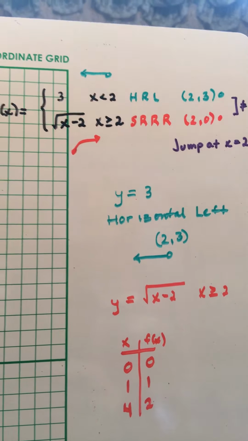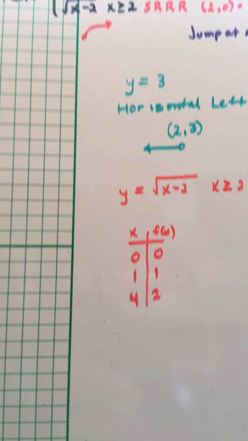So I'm going to start with the horizontal. It's open. I know that's really open up there. It's hard to see. But it's open at 2, 3. So I'm going to find 2, 3, make an open circle, and I'm going to head left. And now I'm going to come back to my square root. And you know the square root just reverses the 0, 1, 2, and 0, 1, 4 from your parabola.